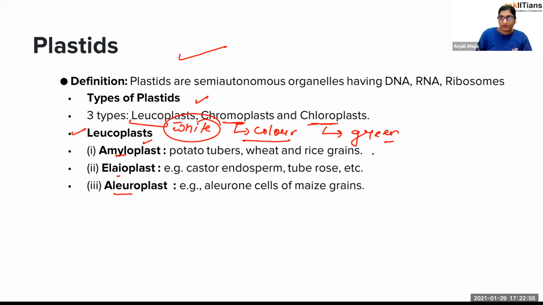They store, where do I write? Starch. On the screen, they have written the examples: this is present in the potato tuber, wheat, and the rice grain. And the next one is elaioplast. Now, do you know what is elaioplast? Please tell me, guys.